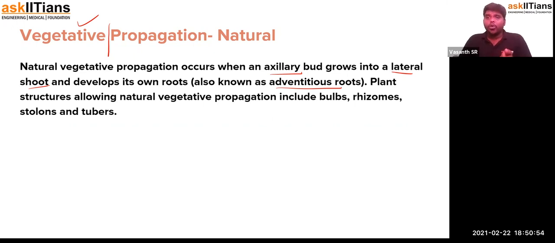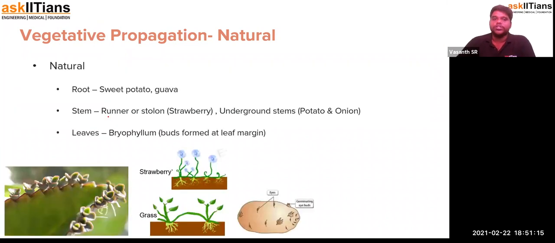Plants otherwise grow from seeds. Seeds are formed from the flowers, and they are enclosed in the fruits. That's how the process usually goes. When you talk about vegetative propagation, there are two types, natural and artificial. Natural involves several types of propagation, which include bulbs, rhizomes, stolon, and tubers. Under natural, there are three parts: root, stem, and leaves.